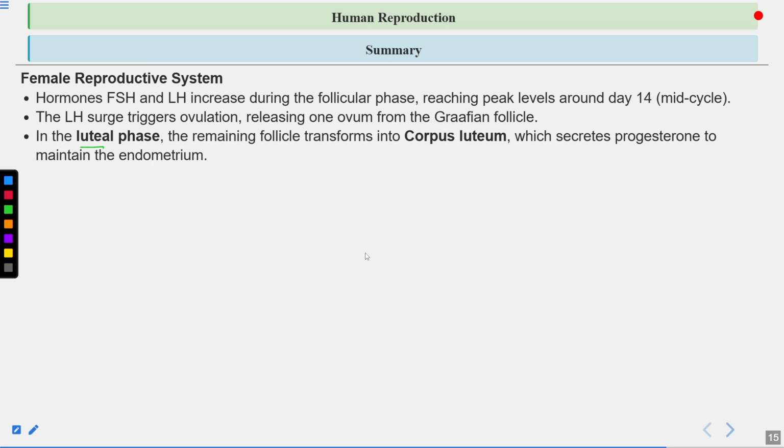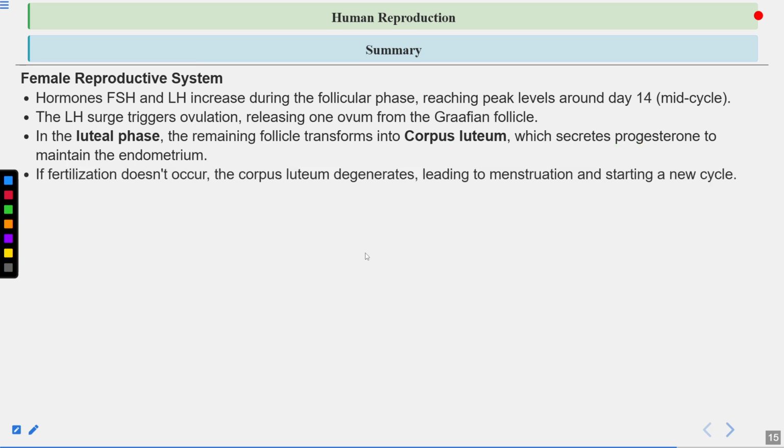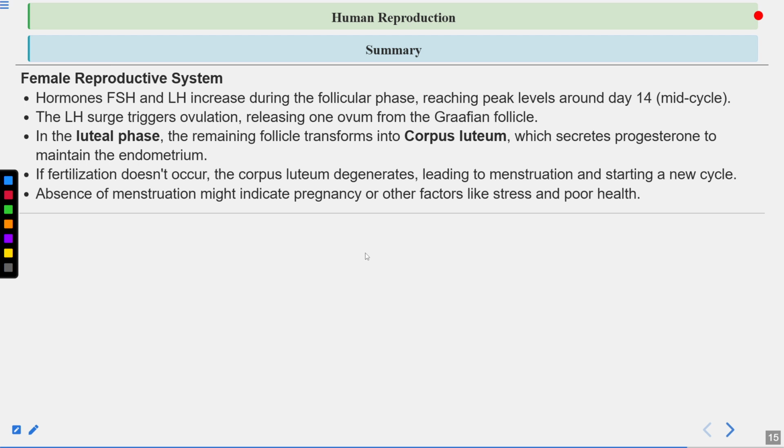Now in the luteal phase, what happens? The remaining follicle transforms into the corpus luteum, which secretes progesterone to maintain the endometrium. If fertilization doesn't occur, when there is no fusion of the male and the female gamete, the corpus luteum degenerates, leading to menstruation and starting a new cycle. If there is no menstruation, it might indicate pregnancy or some other factors like stress and poor health.